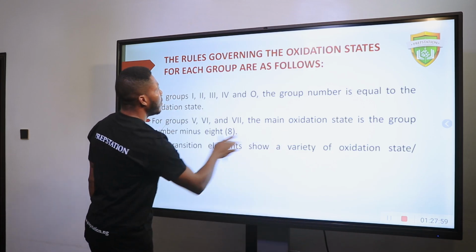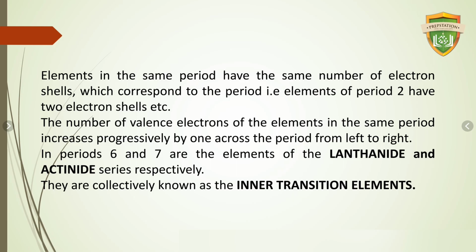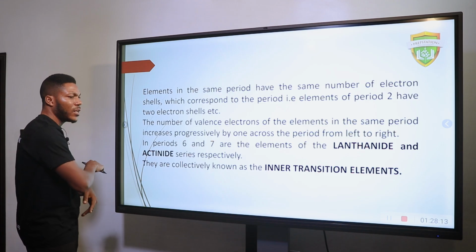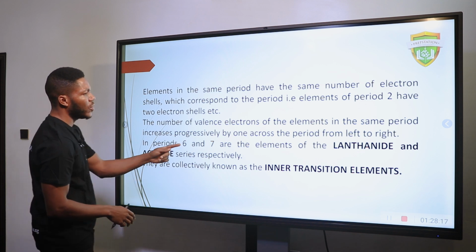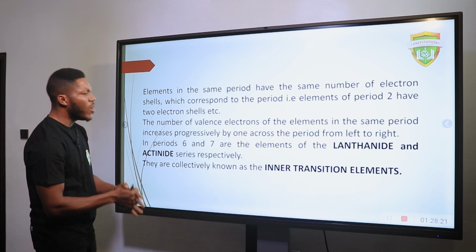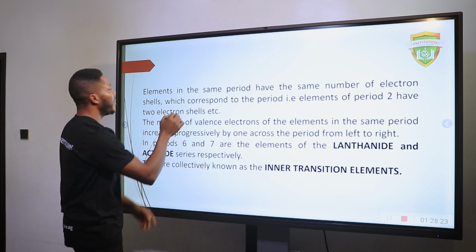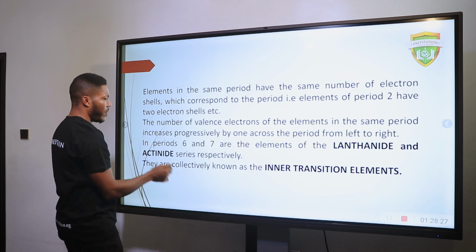Okay, let's look at some other elements. Elements in the same period have the same number of electron shells. For example, period 2 contains 2 electron shells all through the elements. Period 3 contains 3 shells all through, and so on and so forth. The number of valence electrons of elements in the same period increases progressively by 1. Let me start with the first one.